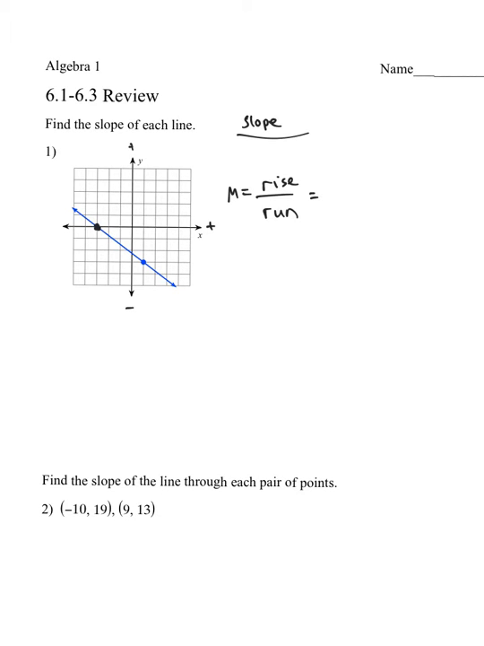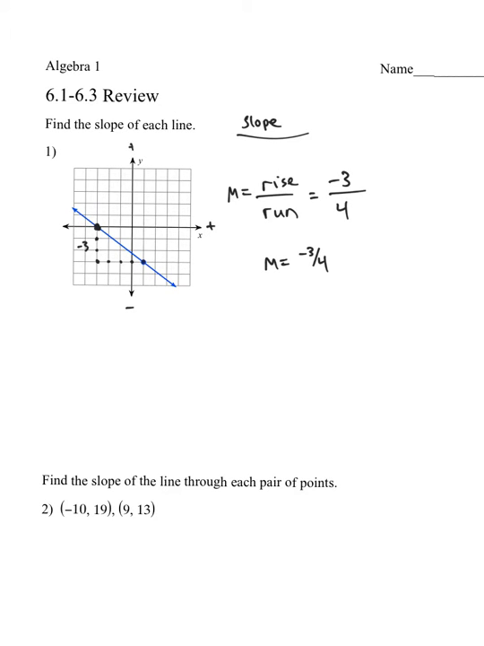So on this problem, we've got to go down 1, down 2, down 3. That's going to be a negative 3 as our rise. And then our run, guys, we're going positive in the x direction. We're going to run 1, 2, 3, 4. So our slope, m, is negative 3/4. Negative 3 over 4.